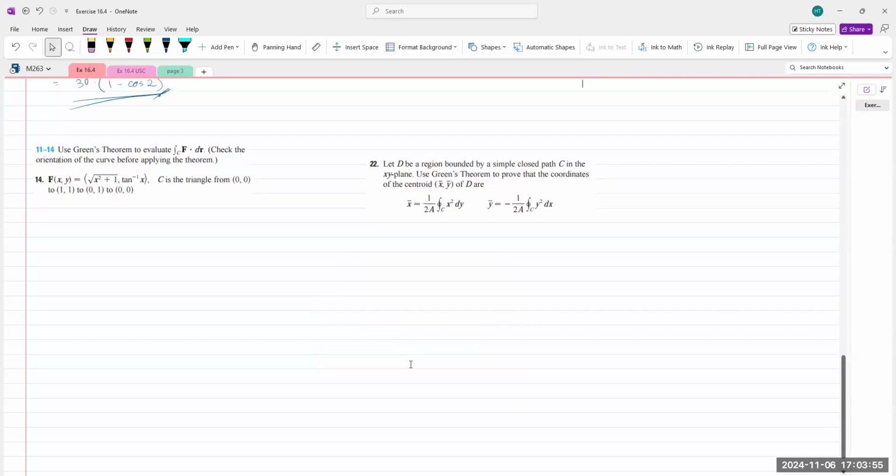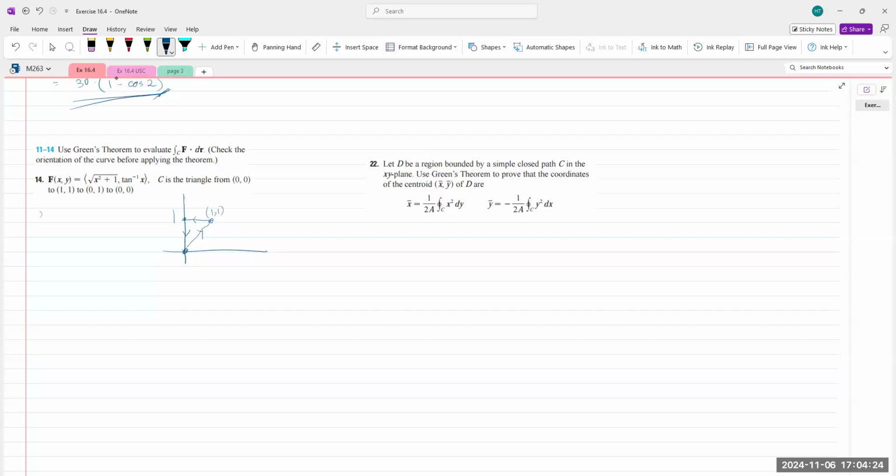Use Green's theorem and check the orientation of the curve before applying the theorem. Okay, number 14, we have this vector field. C is the triangle from (0, 0) to (1, 1), and then (0, 1), and then back to (0, 0). Okay, that's positively oriented.